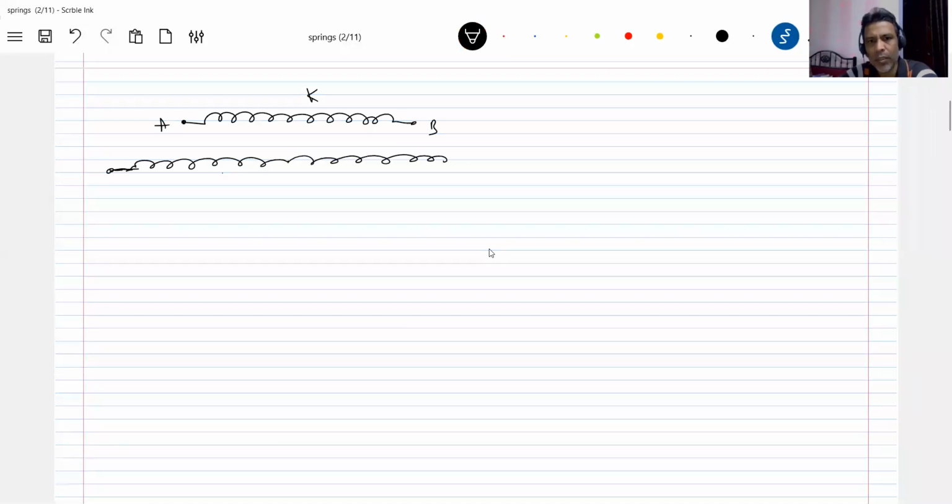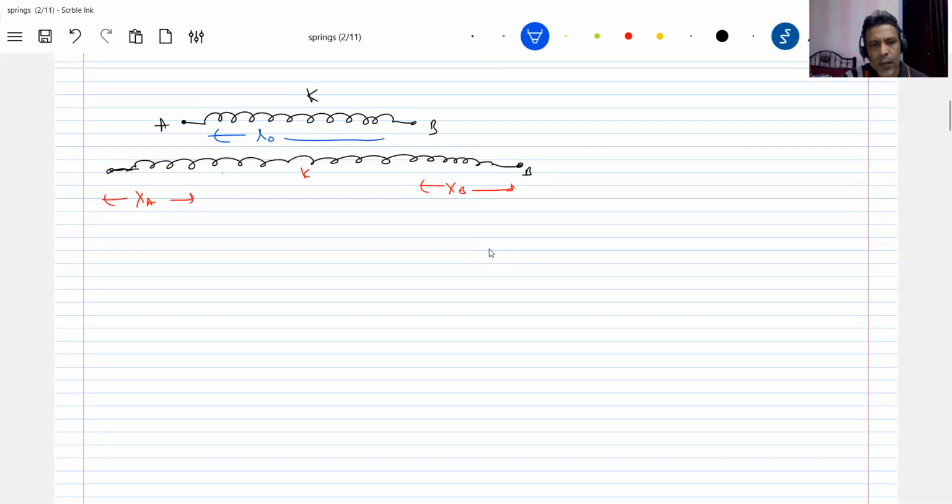Both the ends of the spring, I'll pull it up. So the displacement of end B is XB, the displacement of end A is XA. Now he's asking, what about the total elongation? The total elongation, this is the natural length of the spring. This you call L naught. So now tell me, how much spring got elongated? XA plus XB, no?